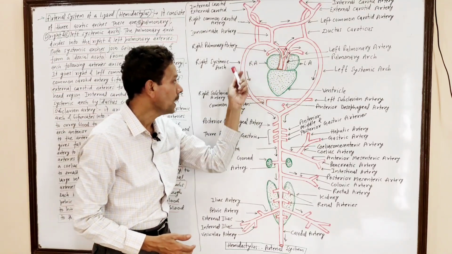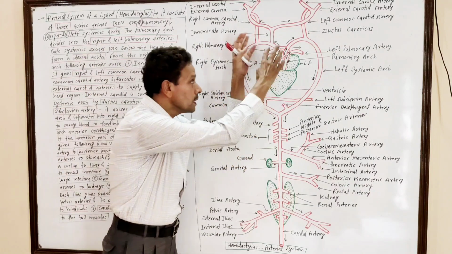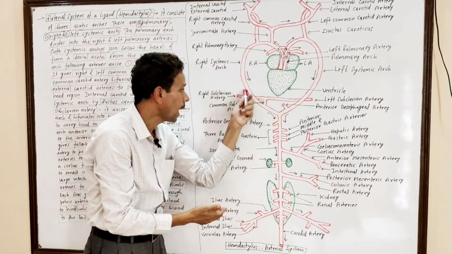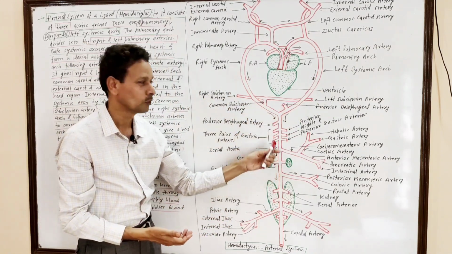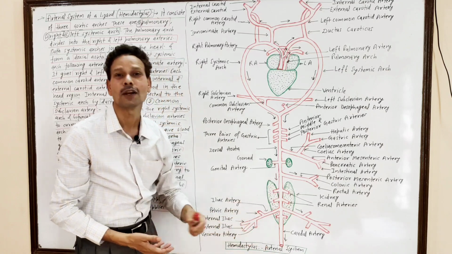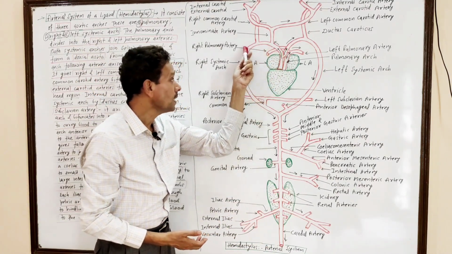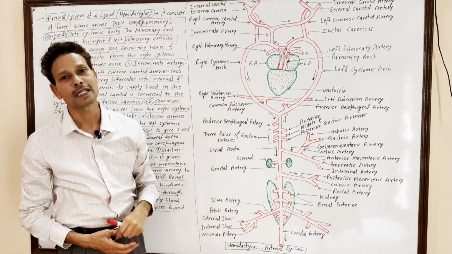Both the right systemic and left systemic arcs descend downwardly, and just below the heart both the right and left systemic arcs unite to produce the dorsal aorta. Note down, this right systemic arc gives the following blood vessels.